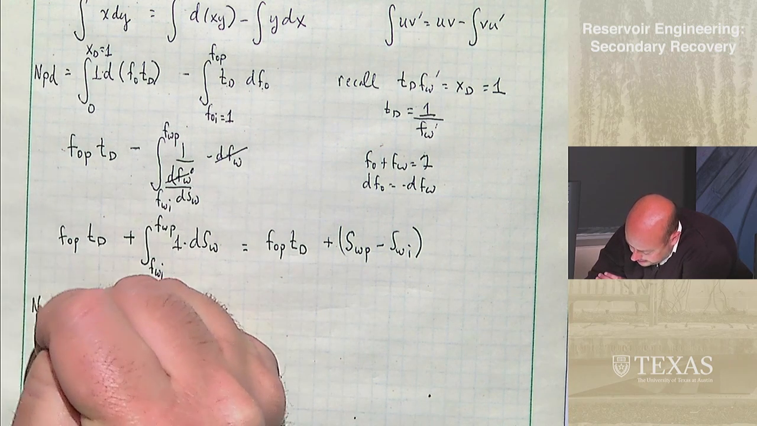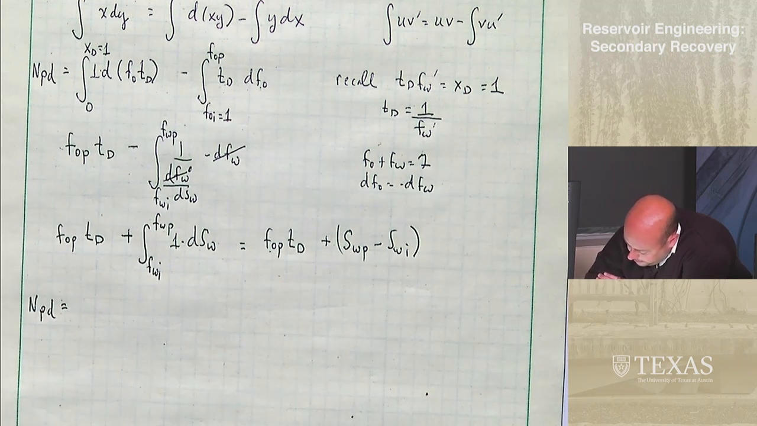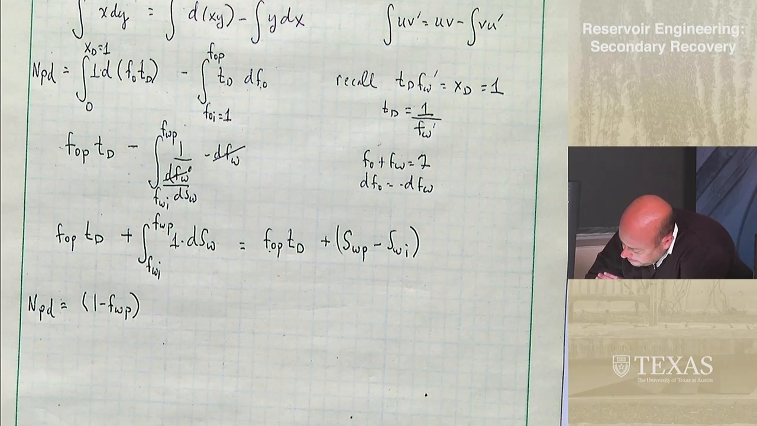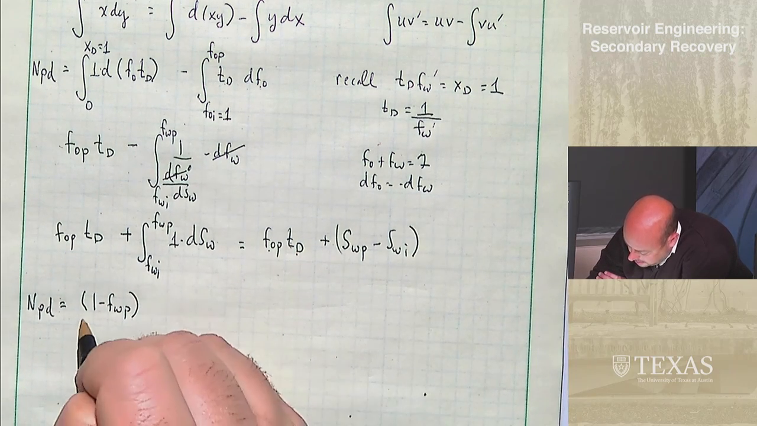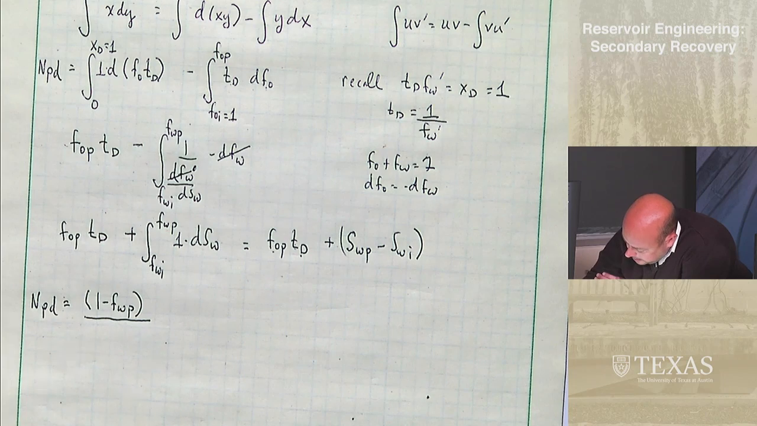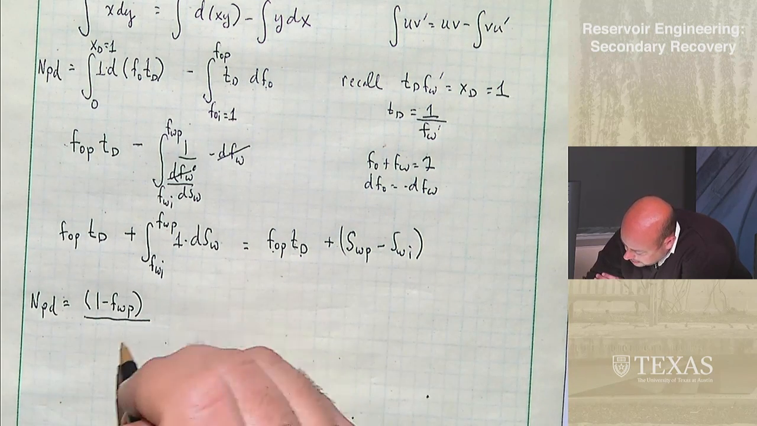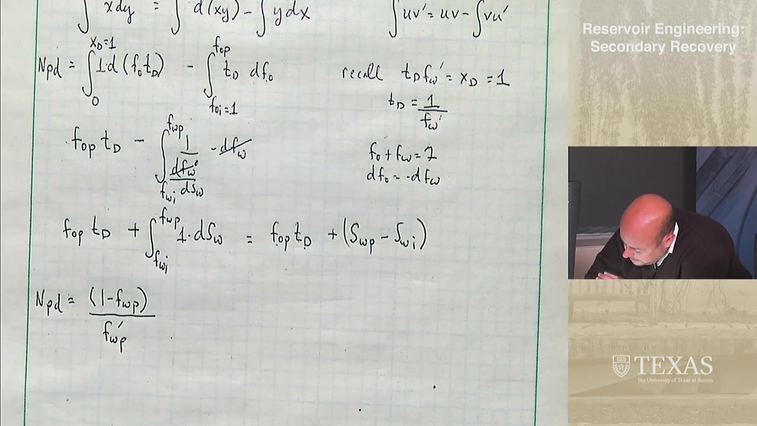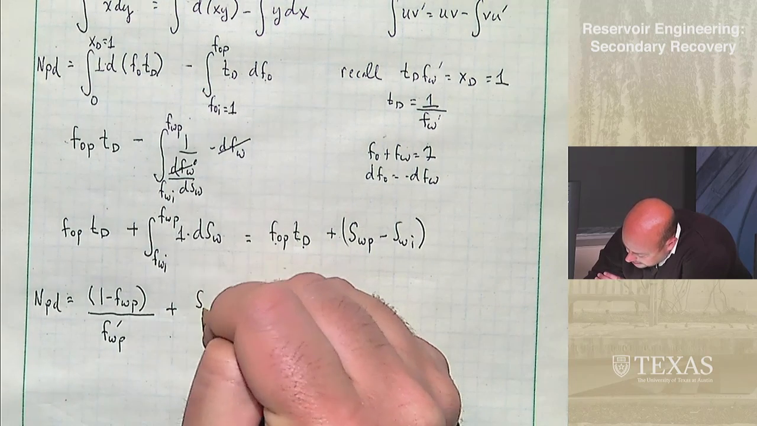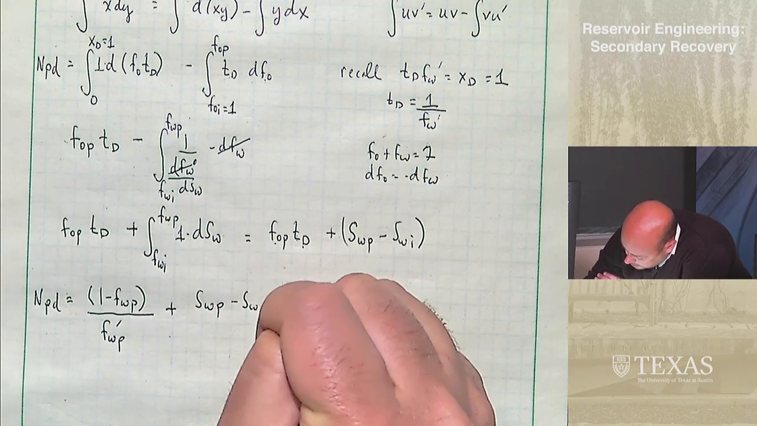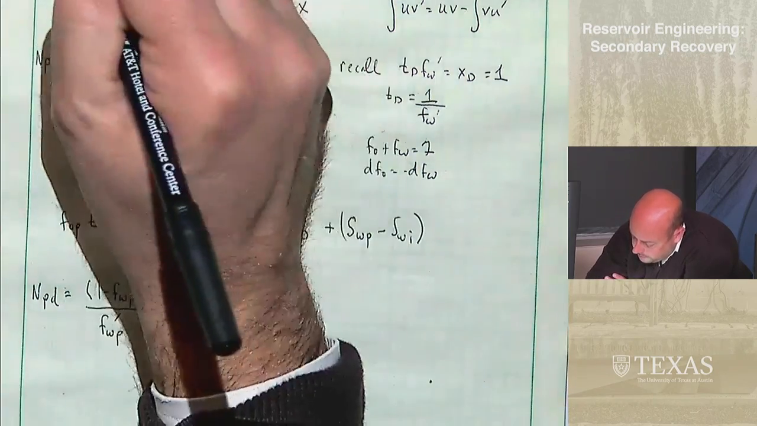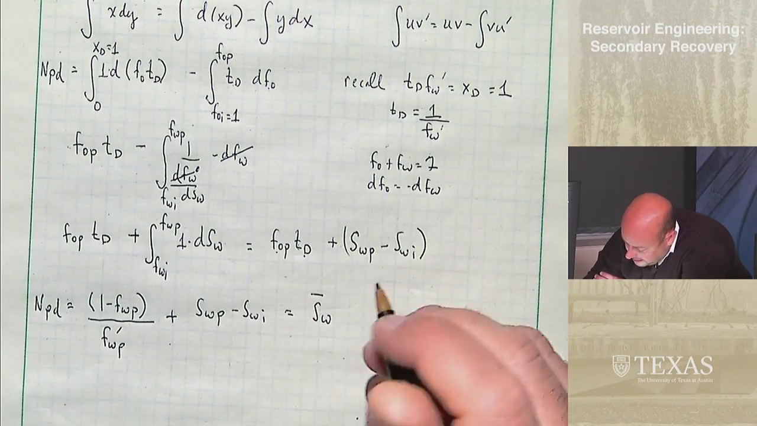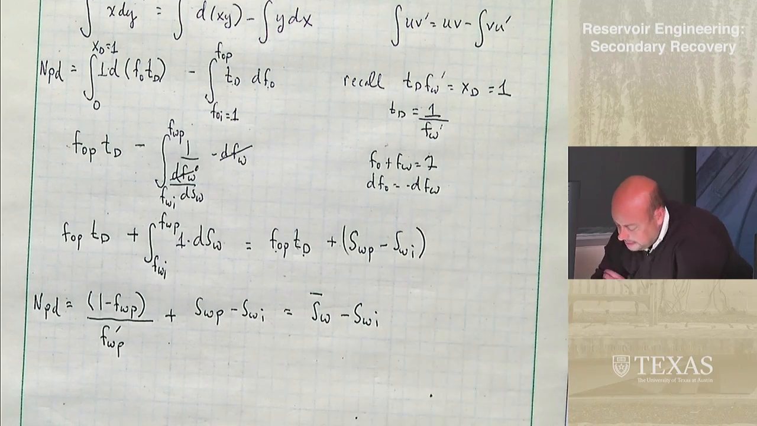I'm going to write that one last time. NPD is FOP, which we just said a moment ago is the same as 1 minus FWP. We know that TD at the producer well is going to be 1 over FW prime at the producer well plus SWP minus SWI. And we also know from before, from up here, that NPD is SW bar, the average water saturation, minus SWI.